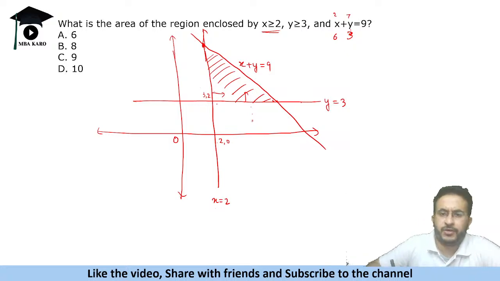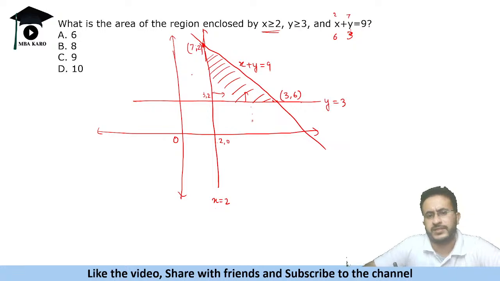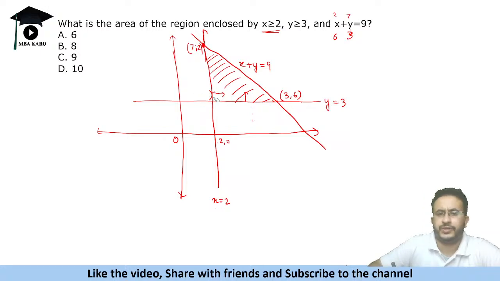So the vertices: when x is 2, y will be 7, since x plus y is 9. x will remain 2. Sorry, I wrote that the wrong way around. x is written first, so x is 2, y is 3. x is 2, y is 7. In this case y is 3, x will be 6.